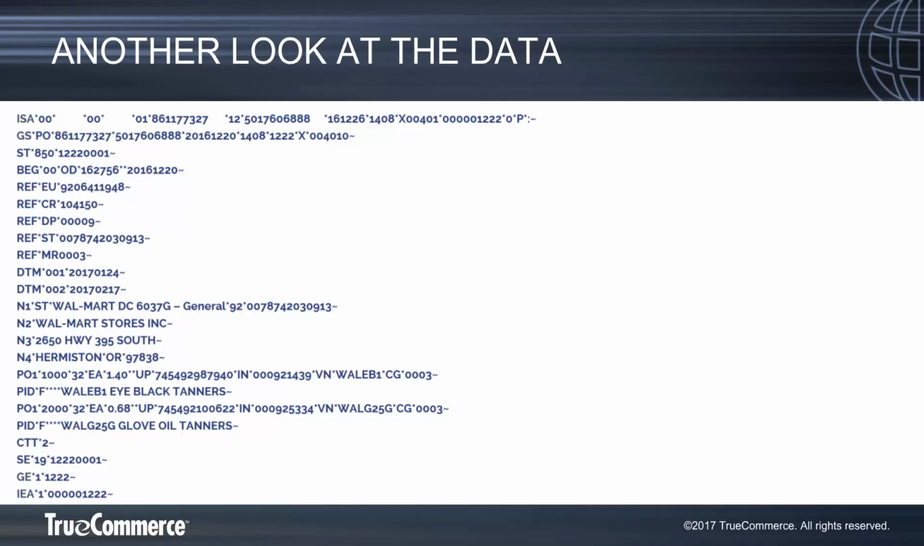Now let's look again at the full data sample from the beginning of this lesson. You can now see that this data is made up of several segments, each of which contains a segment identifier, elements, delimiters, and segment terminators.